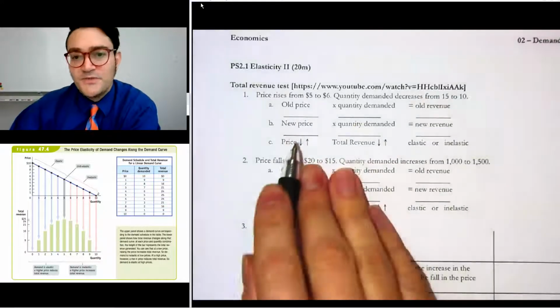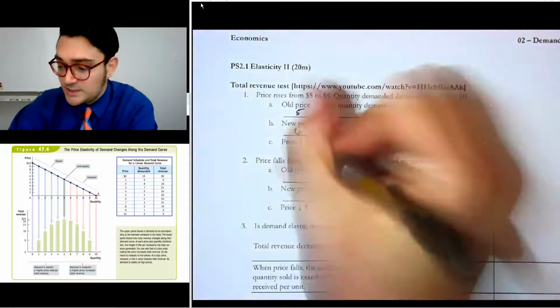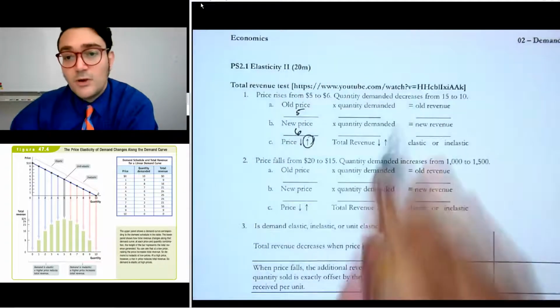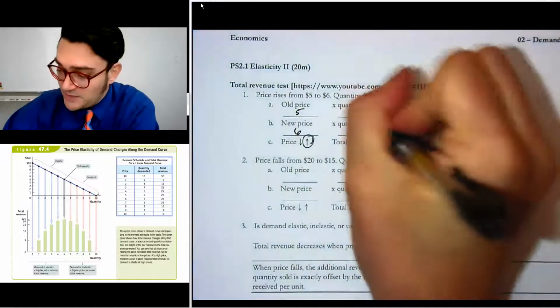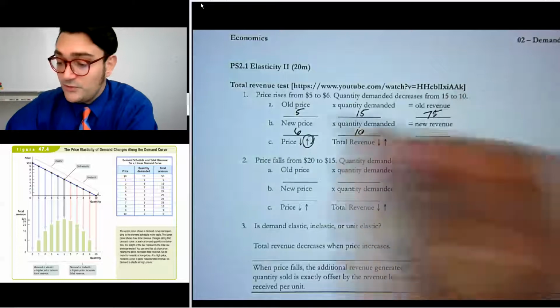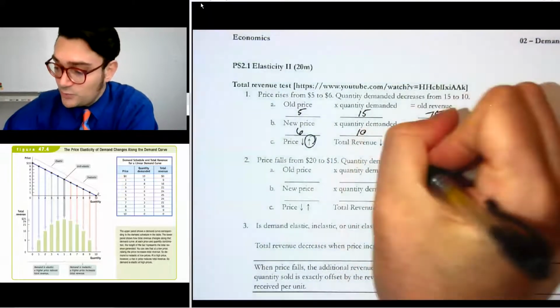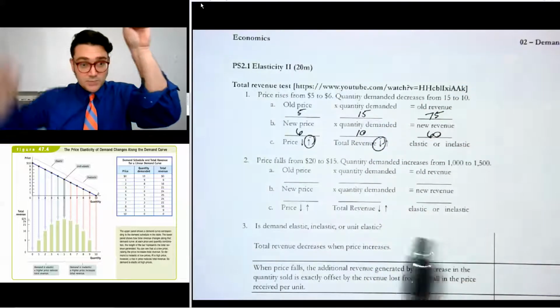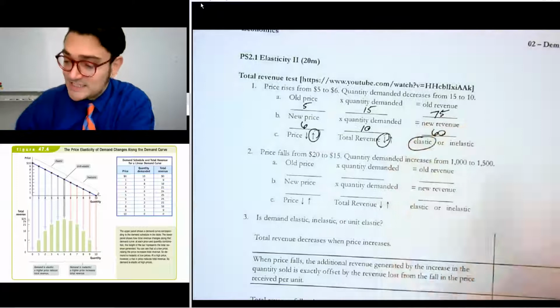If the price goes from 5 to 6, we can just fill in here, 5 to 6, that means the price went up, and the quantity demanded went from 15 to 10, so 15 to 10, and so we can say the total revenue, 5 times 15 is 75 to 60. So total revenue went down. So price goes up, total revenue goes down. We are in the elastic range, elastic.